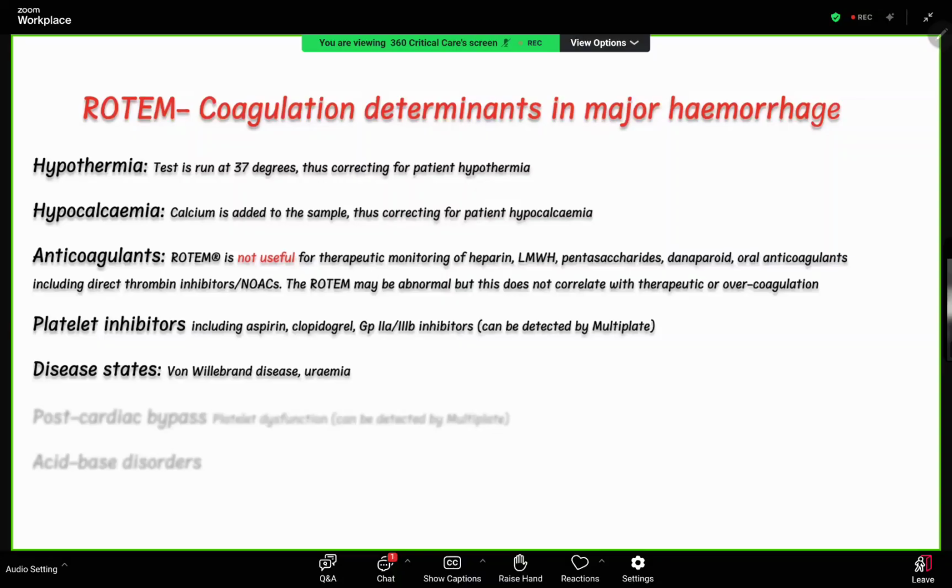And also patients who are acidemic. Acidemia is one of the lethal triad factors that prevents coagulation from happening. So this system cannot determine whether the patient has acidemia causing coagulation issues. So these are the drawbacks or limitations of Rotem or point of care coagulation testing. So you need to know about this. This is a usually asked question in the exam. They will be asking what are the coagulation abnormalities that a Rotem cannot detect for you.